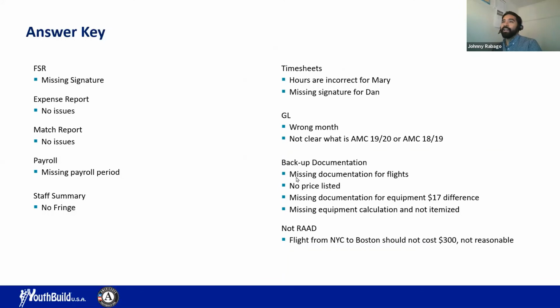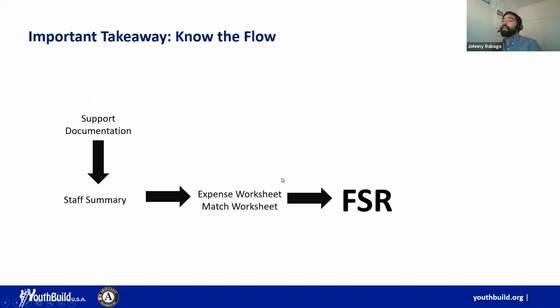With that said, one of the important takeaways for this is the flow. Remember, if something's wrong with the expense report, something's going to be wrong with the staff summary. Disrupting anything from this path, we have to resubmit everything and do the work two times. So please make sure to keep an eye out for any mistakes.